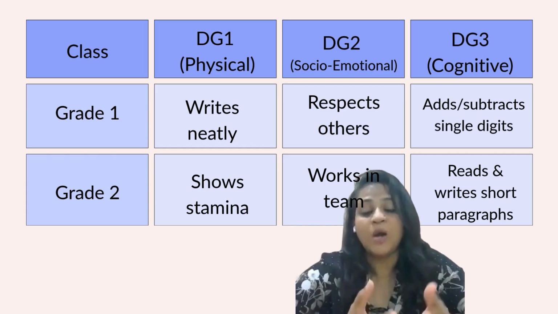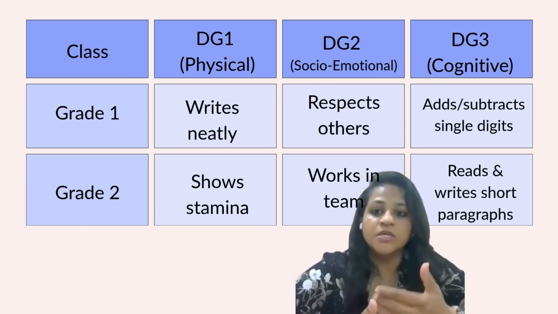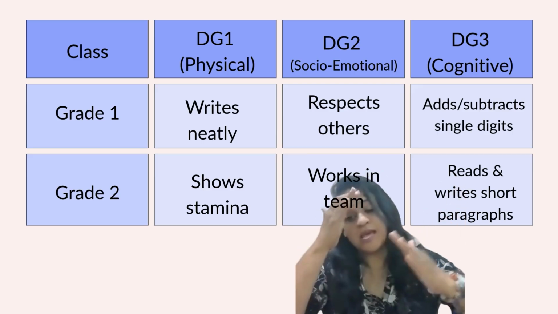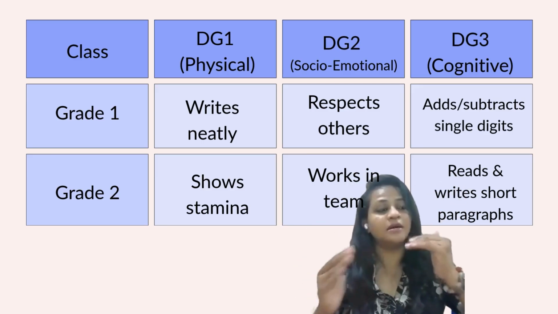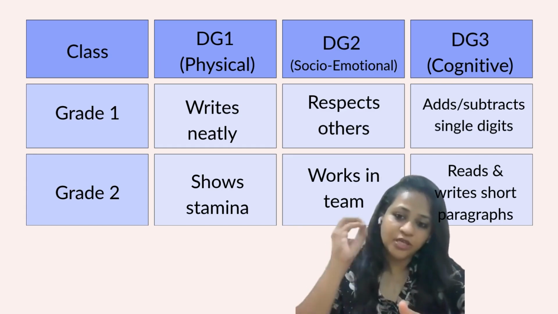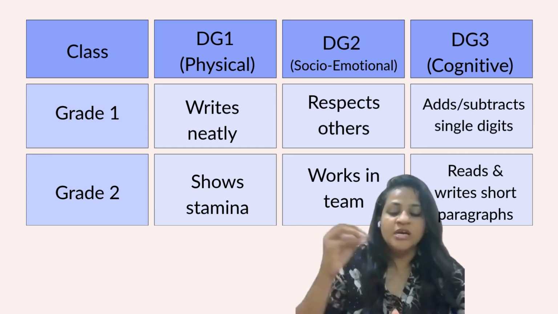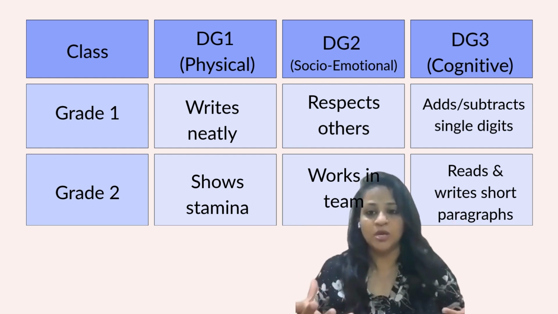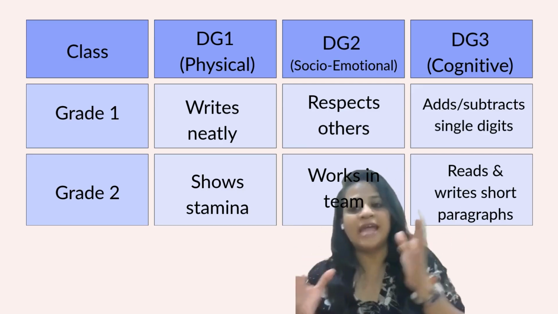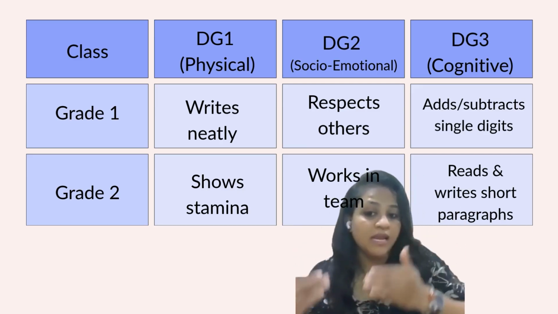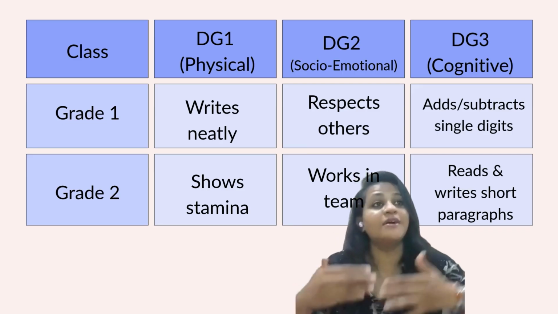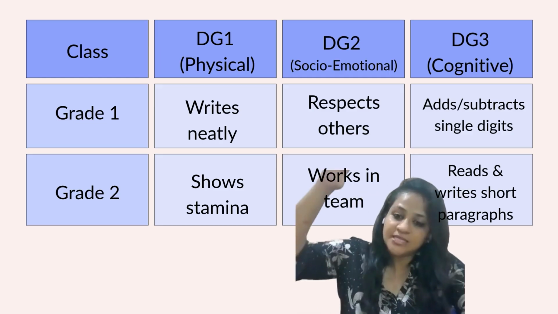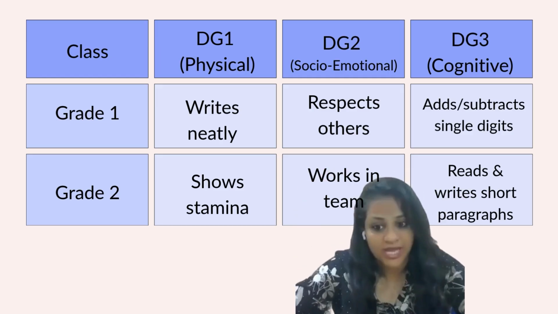Now when we are talking about class one and class two, here you can have a look at how the transition happens. We can see the progress, and how in every grade the criteria for the goals change. By grade two, it's not only writing neatly, it is also about showing stamina for things. For cognitive, they can add and subtract single digits in grade one, and in grade two they can read and write short sentences or paragraphs by themselves. This is how the transition happens, and this is the progress that we look at.